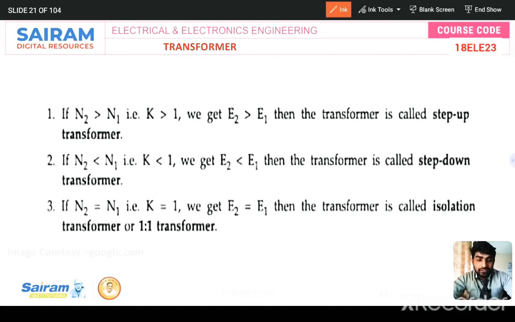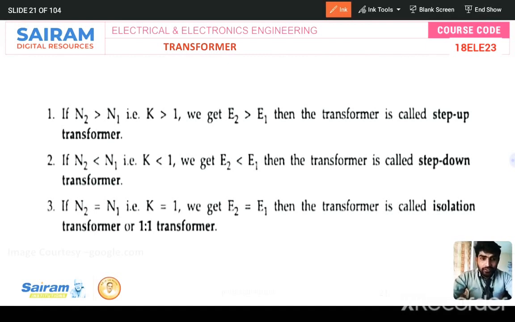This is the concept of turns ratio. N2 by N1 is equal to E2 by E1 is equal to V2 by V1 is equal to I1 by I2 is equal to K. That is the transformer ratio. It is the ratio of output induced voltage to the input induced voltage, or secondary turns to primary turns.